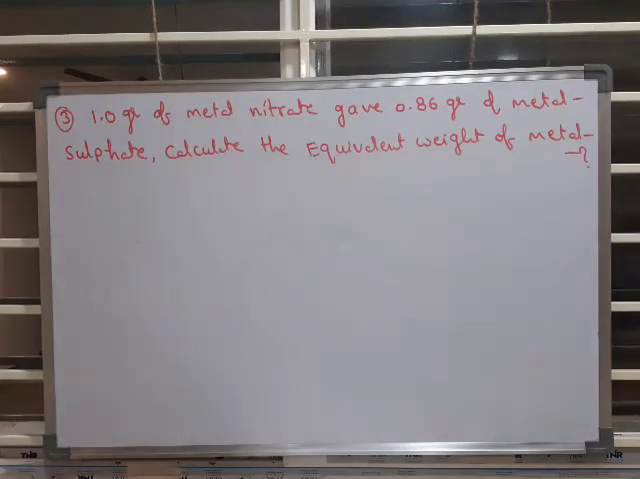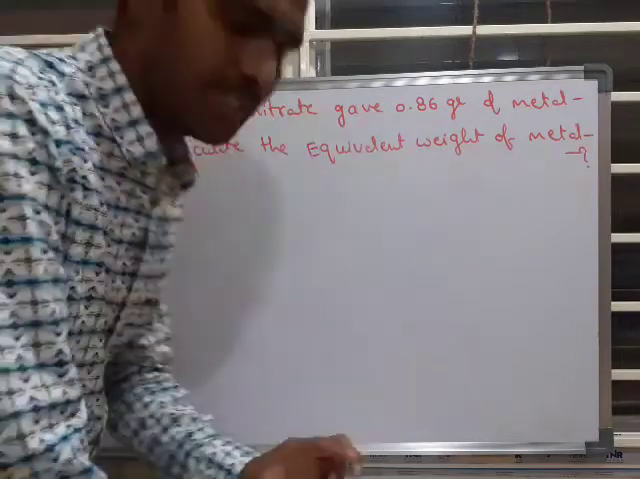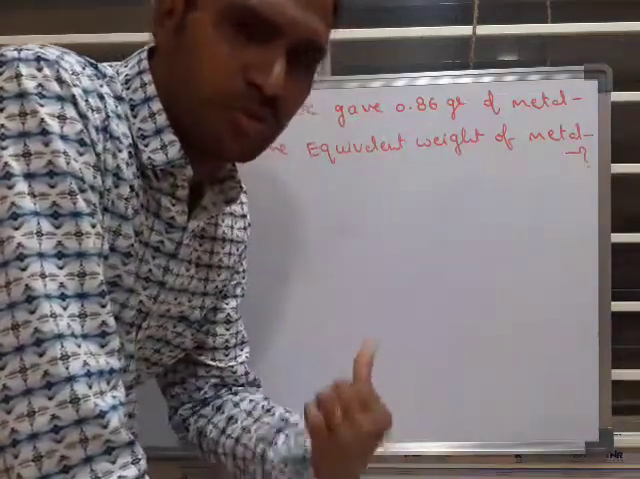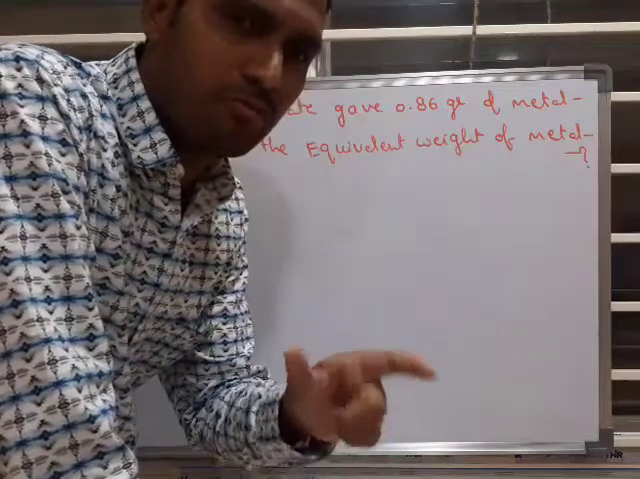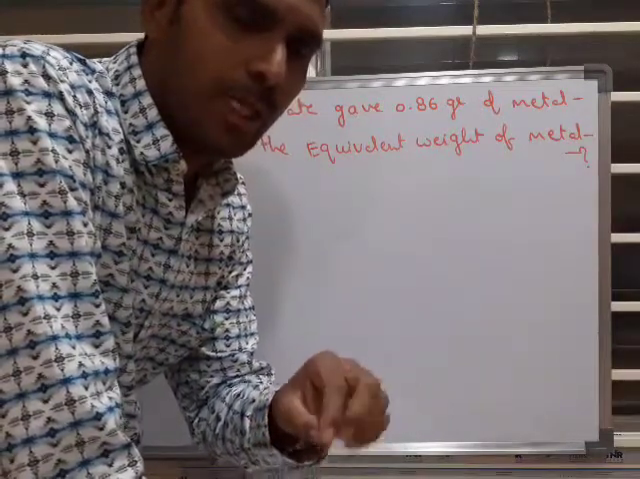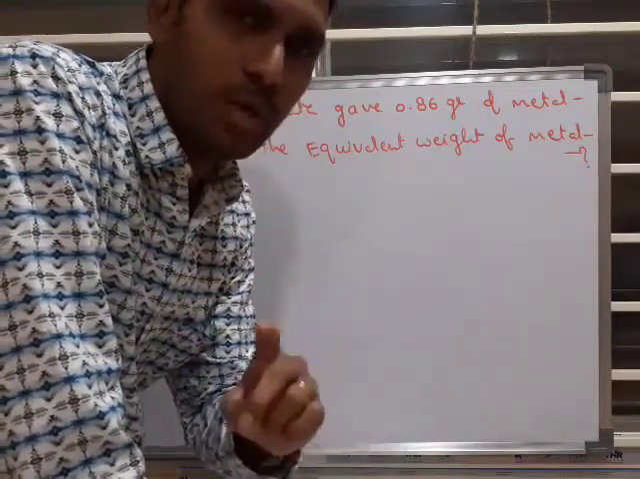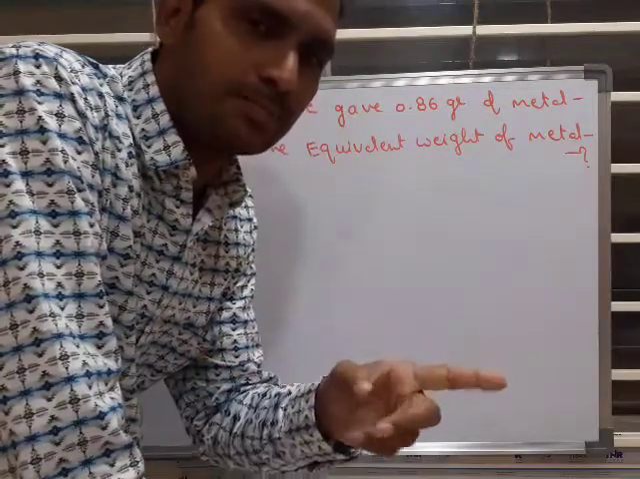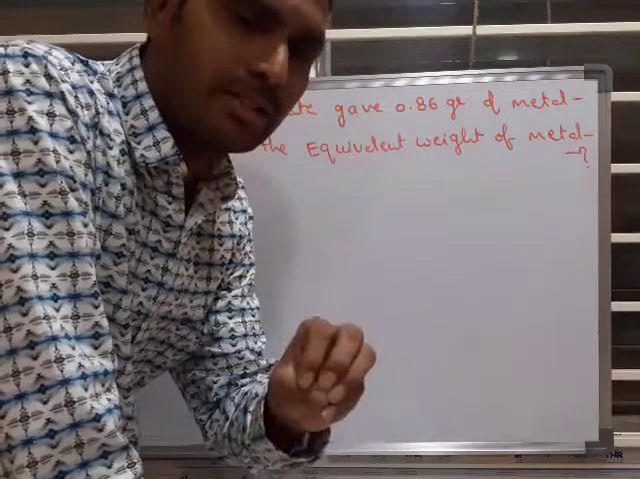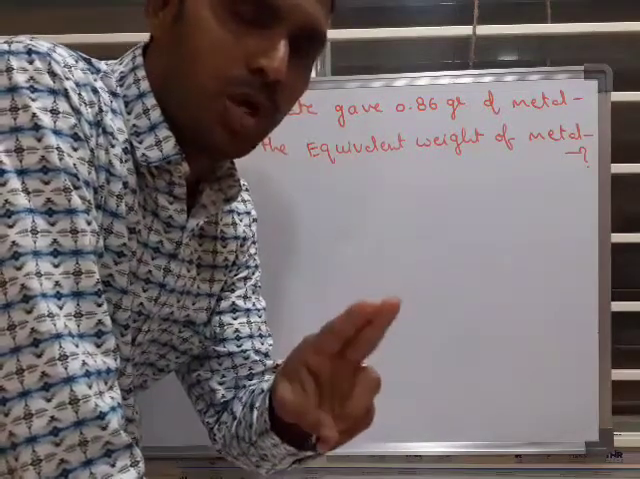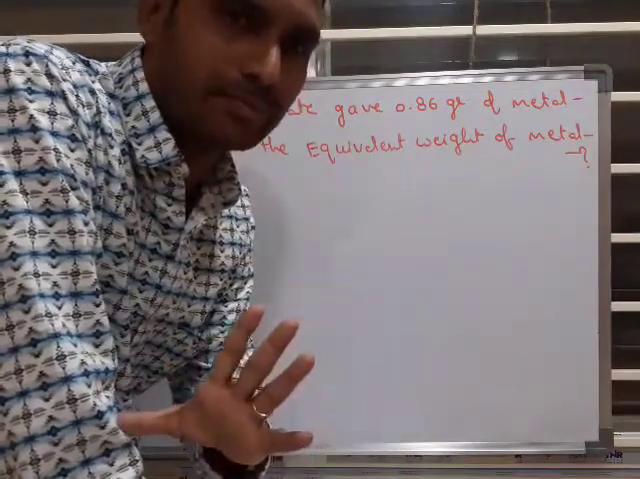So, see the next one. This is different when compared to the first two problems. In this problem also we calculate the equivalent weight of a metal, but not with a single compound, like metal oxide or metal chloride. Here a comparison of two compounds of a metal is given.